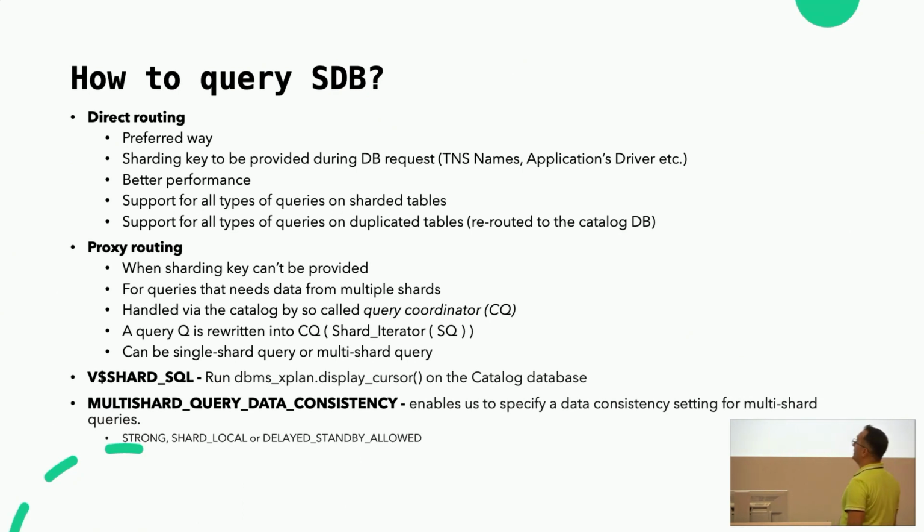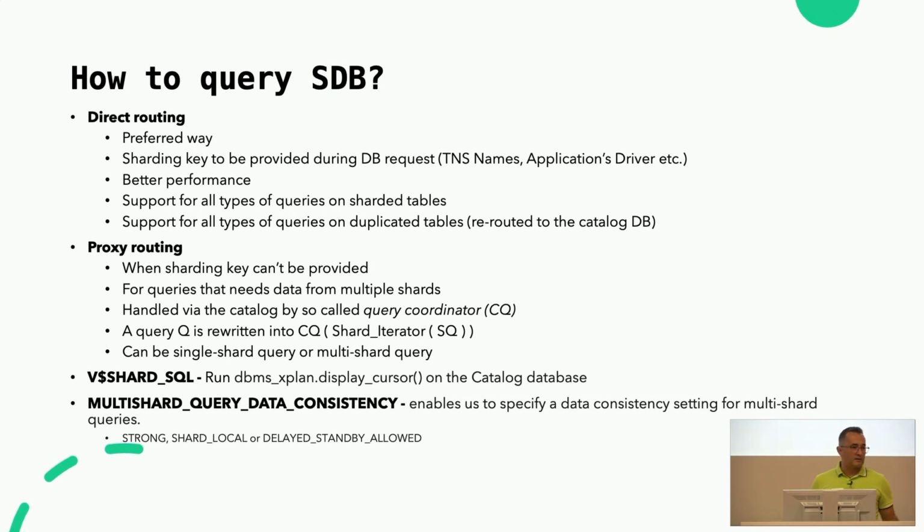Coming back to querying the data. So, how do you query the data? There are two ways. First, it's direct routing, which is the preferred way. This means that our application needs to have a sharding key, and based on the sharding key we want to avoid this extra hop of connecting to the GSM or to the catalog database and go directly to the shard. That's the preferred way. But sometimes it's not the case. We have legacy applications, we cannot modify them. They don't use Java, they don't use Python.